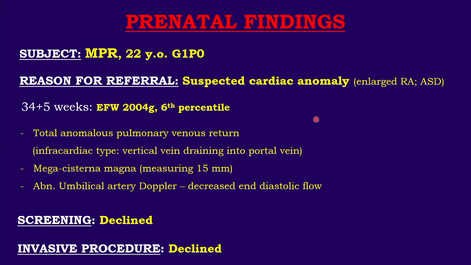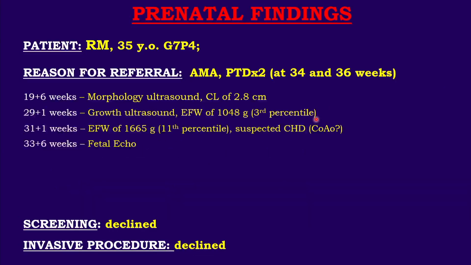total anomalous pulmonary venous return, infracardiac, with some obstruction to the portal vein. Okay, and we have 1 minute left, so I would like to show you another case and how tricky it can sometimes be. So this patient was referred for fetal echocardiogram at late gestation, due to growth restriction, a history of 2 preterm labors, and also we suspected coarctation.